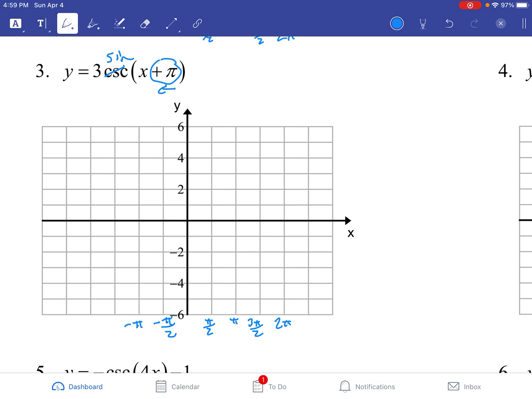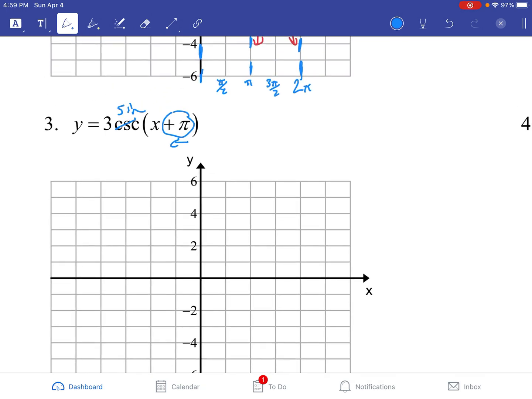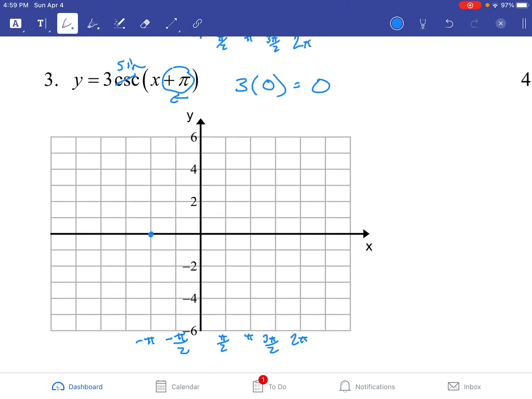Now let's figure out vertically. Sine is being multiplied by 3, and sine starts at 0, and 3 times 0 is 0. So my first point is going to be at 0 and -pi. Now for sine, I go up by the amplitude, which is 3, then go down by 3, go down by 3, and go up by 3. Now I'm not going to draw a solid line graph. I'm going to draw a dashed graph because this is really a cosecant function.